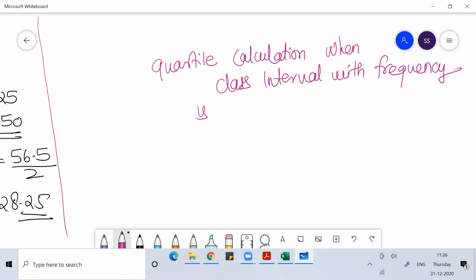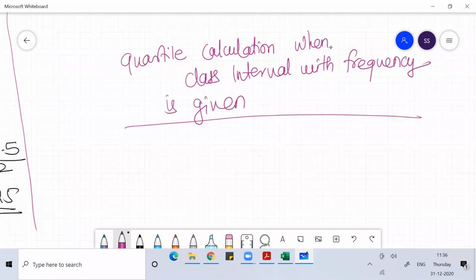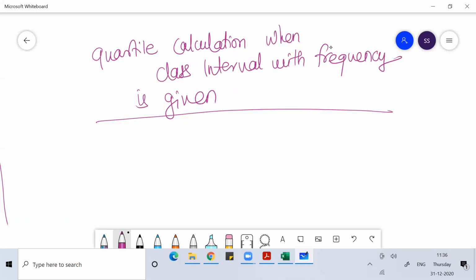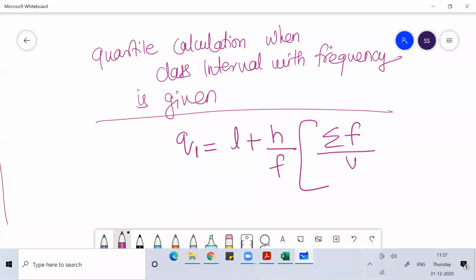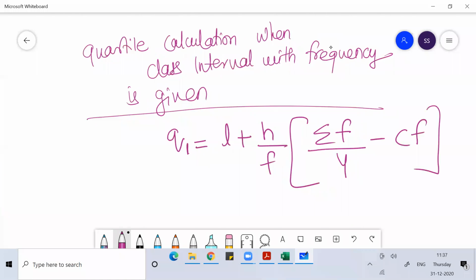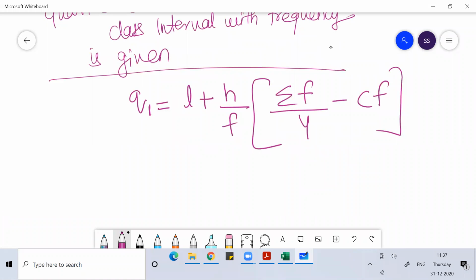So now we can do a quartile calculation when class interval with frequency is given. When class interval with frequency is given, you have to use the formula Q1 is L plus H by F into sum of F by 4 minus CF. So this is the Q1 calculation.